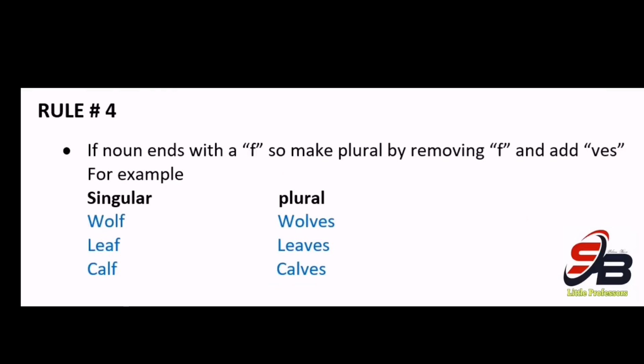Rule number 4. If nouns end with f, make the plural by removing f and adding ves. For example, wolf, wolves, leaf, leaves, calf, calves.